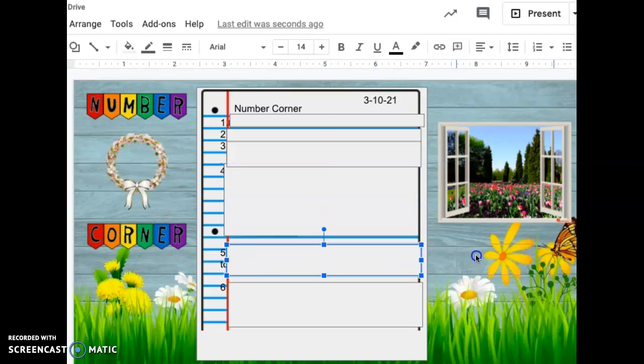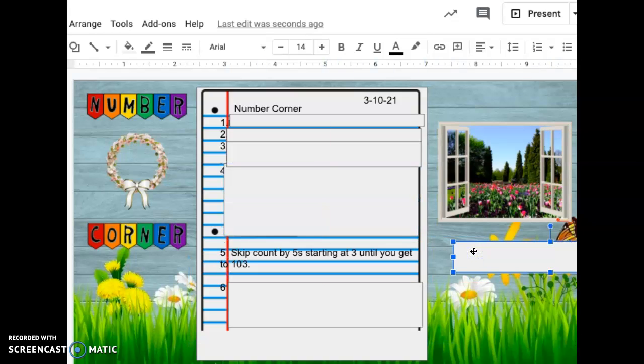Alrighty, friends, so for number 5, we are skip counting by 5 starting at 3. So start at 3, and 5 more than 3 would be your next number. 5 more than that number would be your following number. So again, this is not starting at 0 like we typically do, but you are counting by 5 starting at 3 until you get to 103. Press pause if you need more time for number 5.